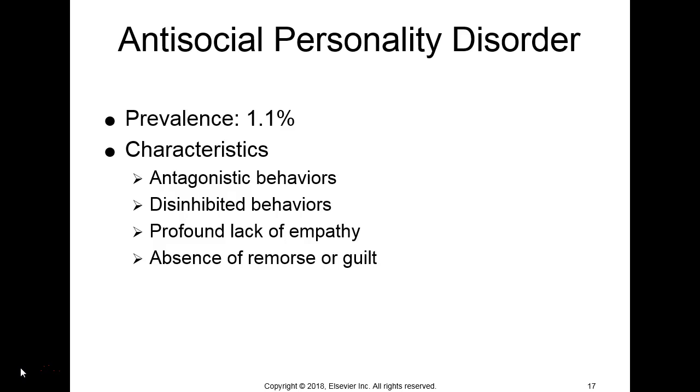So they have antagonistic behaviors, they're disinhibited, they have a profound lack of empathy, way more pronounced than the other personality disorders, in that they will use somebody, take all their money, kill someone to benefit themselves, and they have absolutely no remorse whatsoever. So that part of this disorder is really kind of alarming. And so people that end up committing crimes many times have antisocial personality disorder.